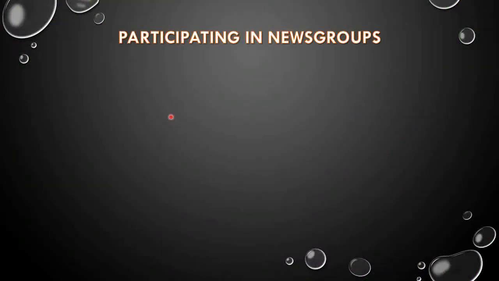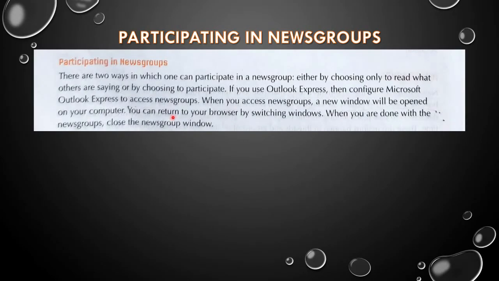Next is participating in news groups. How can we participate in news groups? There are two ways in which one can participate in a news group: either by choosing only to read what others are saying or by choosing to participate, by giving comments. If you use Outlook Express, then configure Microsoft Outlook Express to access the news group, so you can participate. When you access a news group, a new window will be opened on your computer. You can return to your browser by switching windows. When you are done with the news group, close the news group window. Online you participate by giving comments, and on live news channels, some of them contact you to participate in live events, for talking.